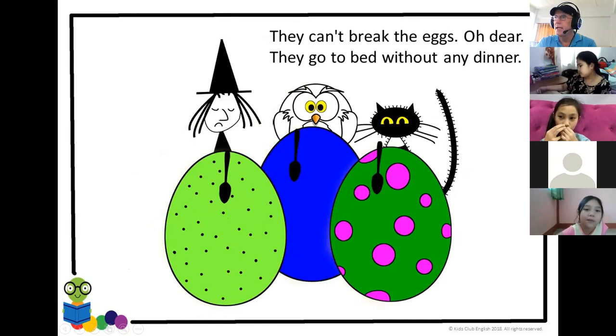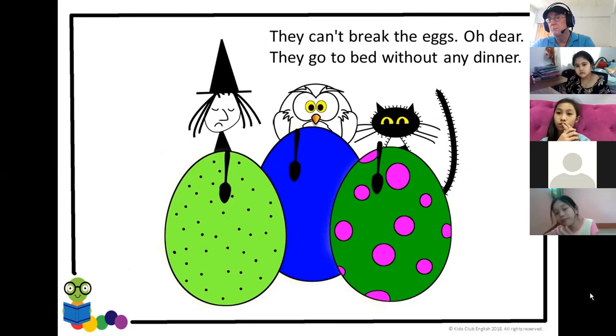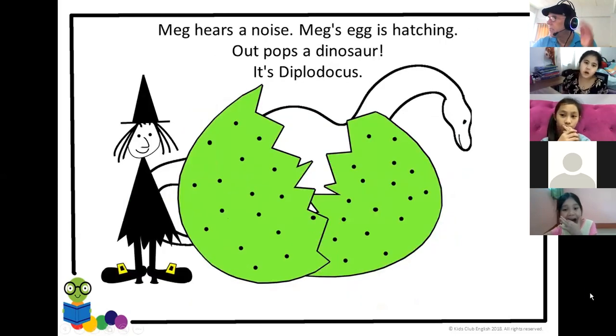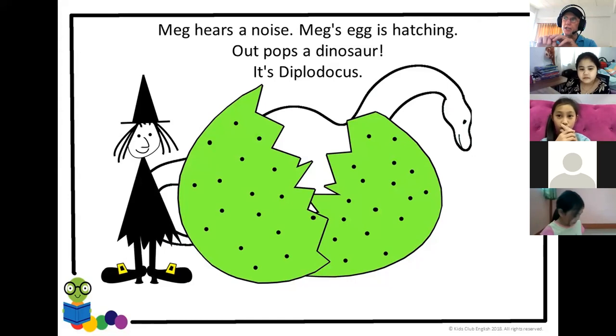They can't break the eggs. Oh dear. They go to bed without any dinner. Sad. Meg hears a noise. Meg's egg is hatching. Hatching means the egg is opening. The opening of an egg for a baby to come out is called hatching. Out pops a dinosaur. It's Diplodocus.